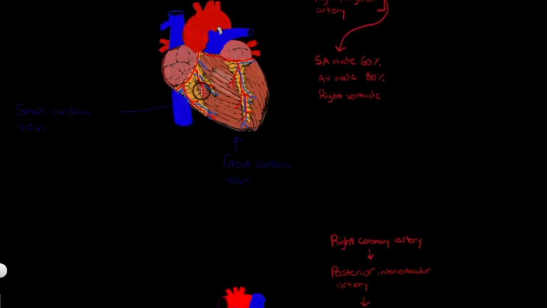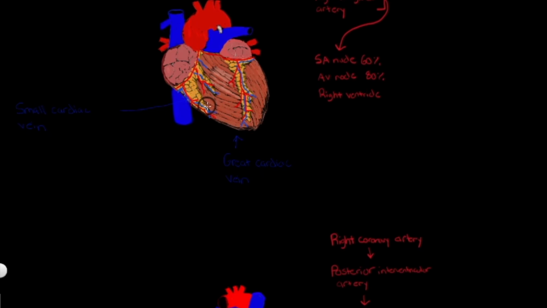The small cardiac vein follows the right marginal artery over here. So again, it'll go to the back of the heart, which I'll show you in a second, and this basically drains deoxygenated blood from the right ventricle.